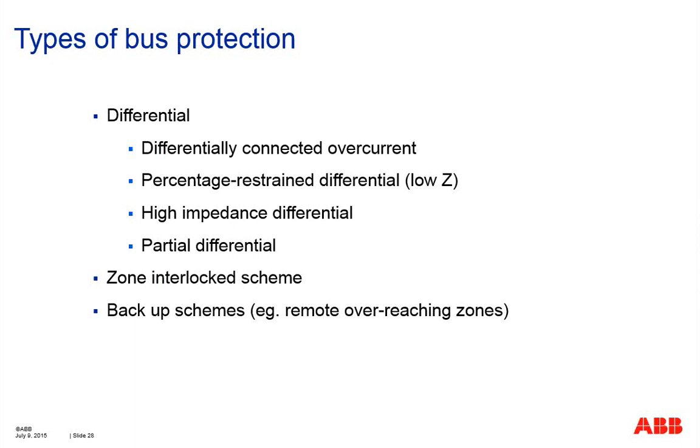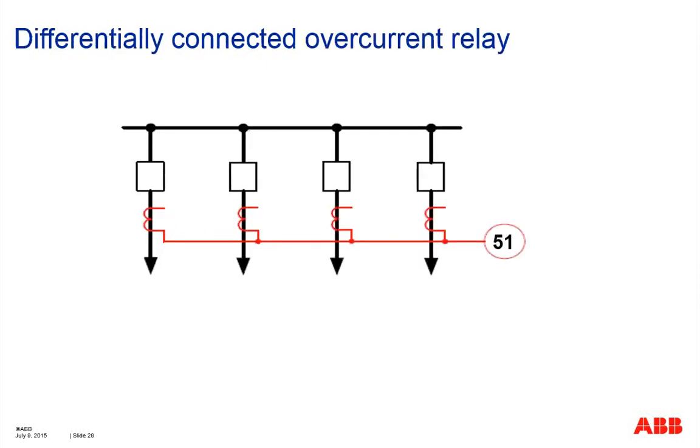First, differentially connected overcurrent, percentage restraint differential, high impedance differential, and partial differential. And then the second one is zone interlock scheme, and then the backup scheme. Okay. First, what does it mean by differential connected overcurrent relays?